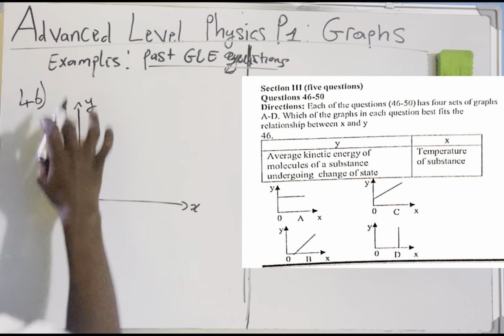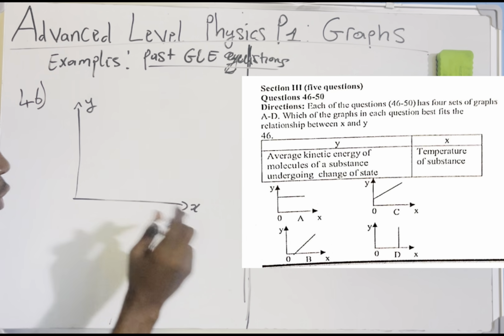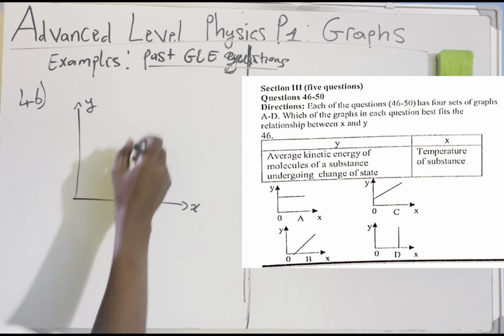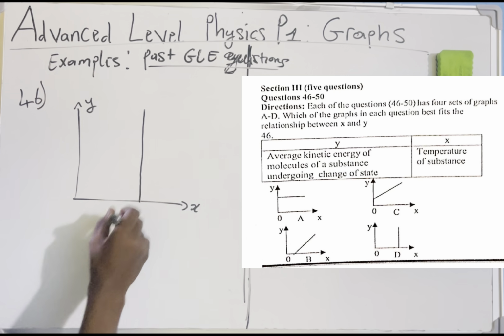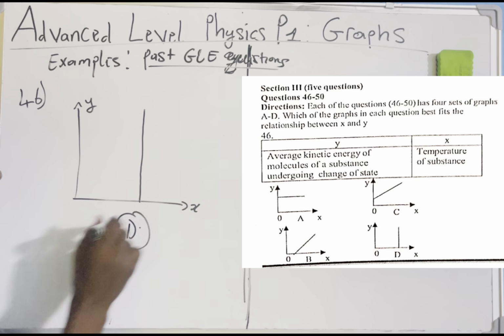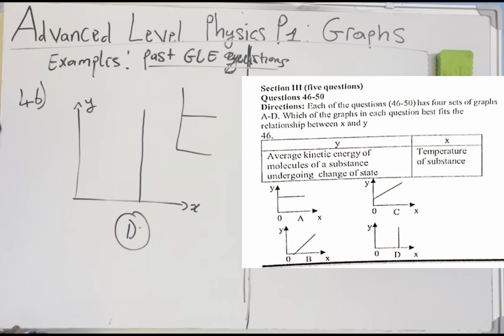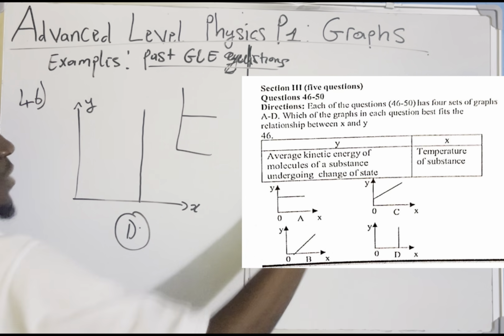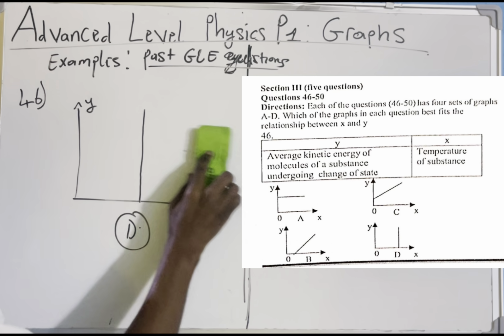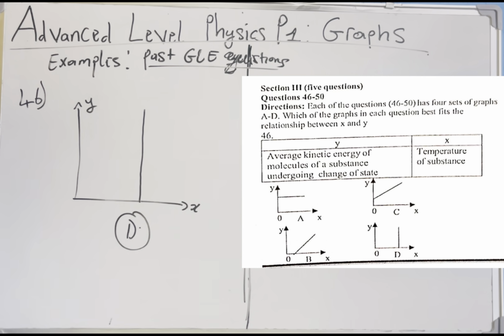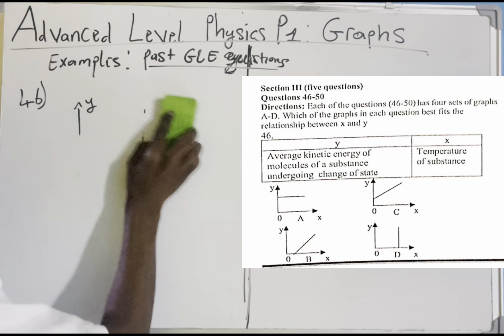So kinetic energy increases, temperature remains constant. So the best graph there will be D, that represents this. So that is the best graph. I will not take the other one like this. No, it's not kinetic energy which is constant, but temperature. As easy as that, you have your mark. Without wasting time, let us go to 47.